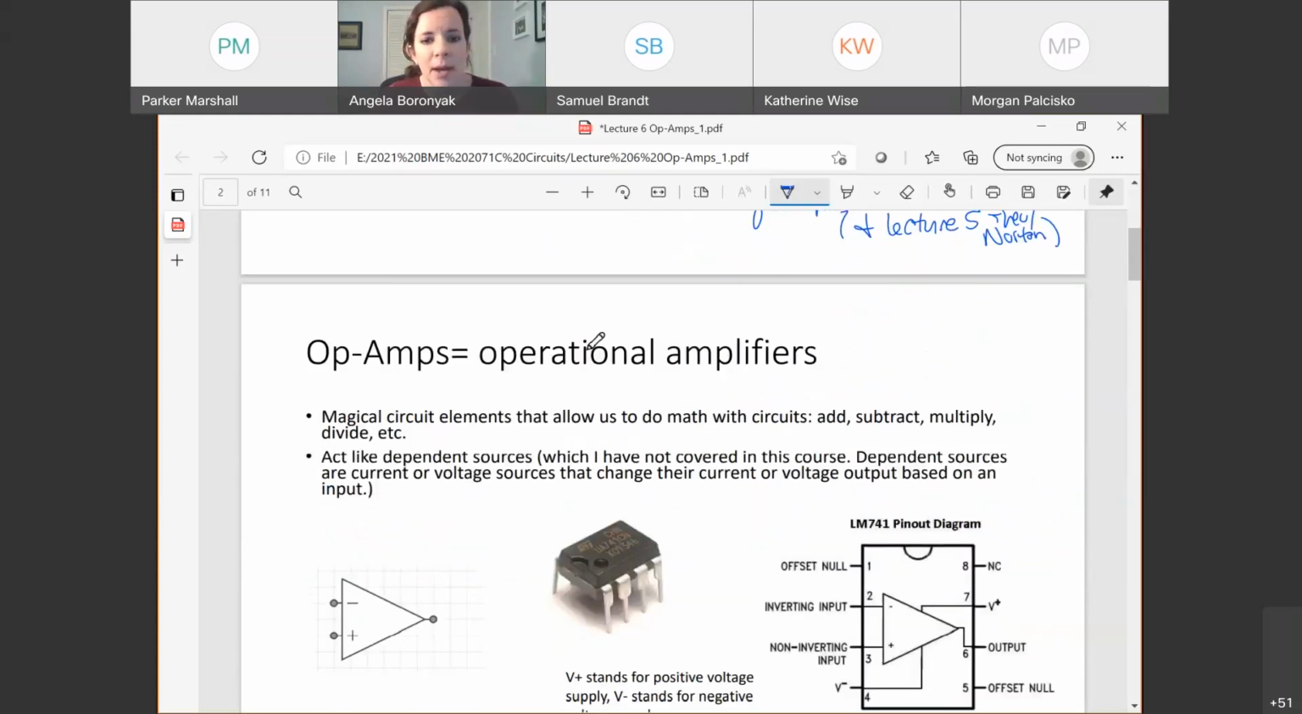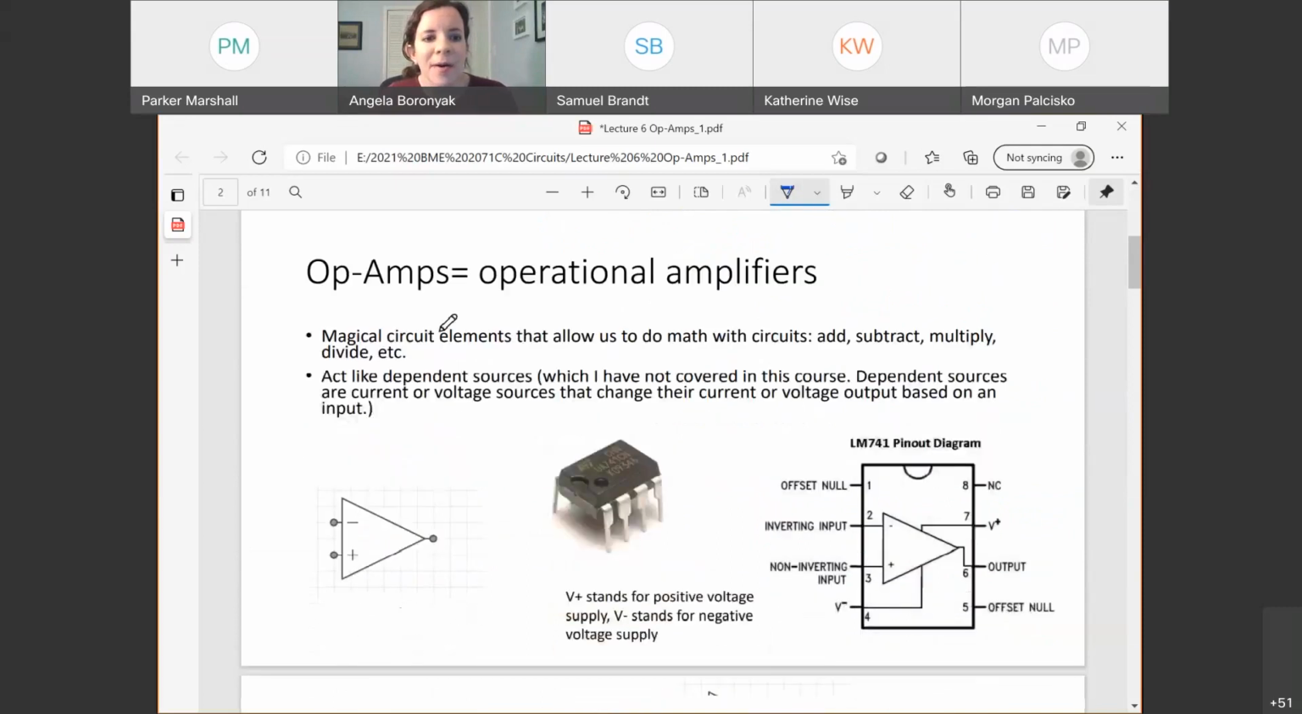Okay, so what is an op amp or an operational amplifier? I call it a magical circuit element because it can do some cool things for us. It allows us to do math with circuits. They can add, subtract, multiply, or divide. And so if we can do math with electronics, then we can combine different signals or different voltages at points together the way we want to. So we can multiply to make a voltage larger than it was before. We could add 2 voltages together or subtract them to get a difference between voltage.